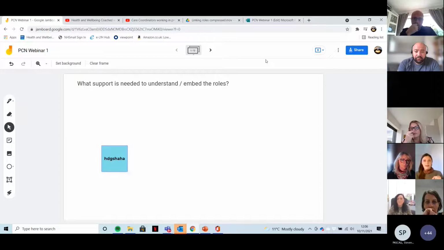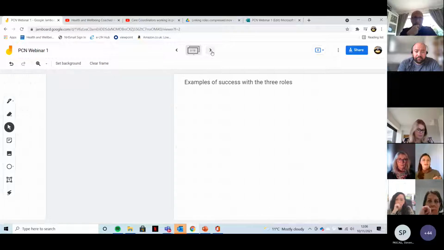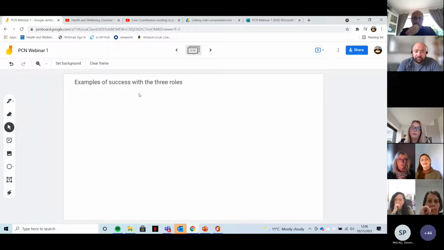When you appear, you'll appear as an anonymous character at the top of the screen. So if you want to be identified, you'll have to let us know within the post-it note who you are. For example, particularly if you want to share any examples of success within the 3 roles within your PCN, it would be really great to know who that is. So that is the Jamboard. If I stop sharing and come back to your faces, and my slides back up.